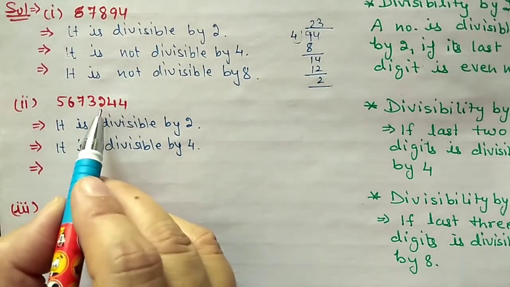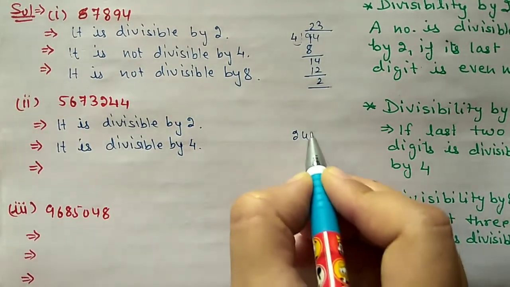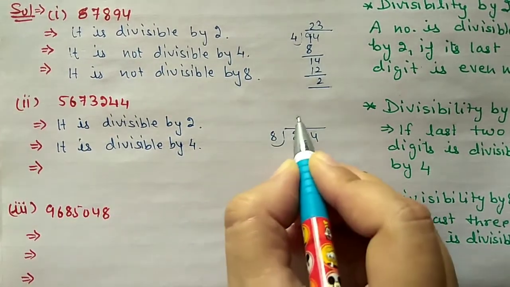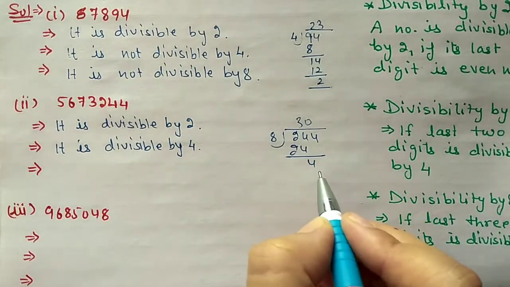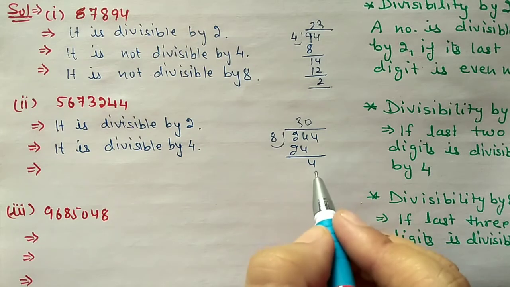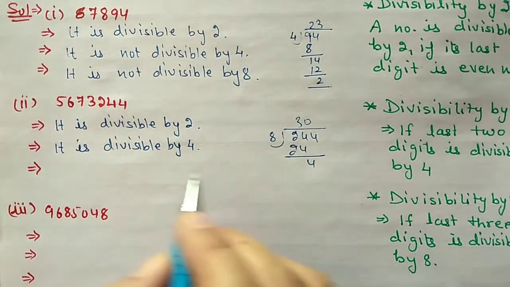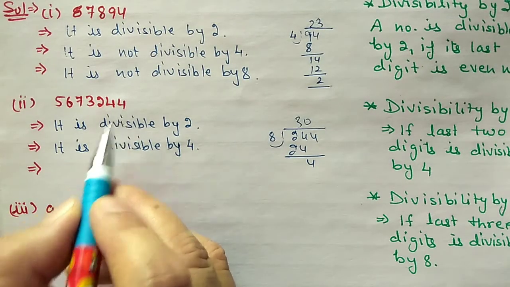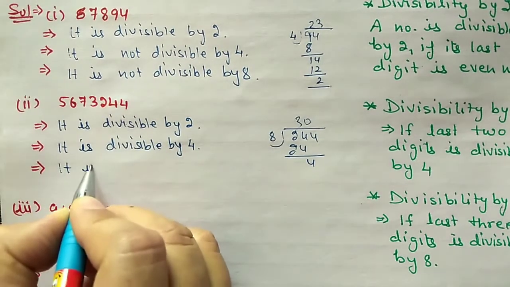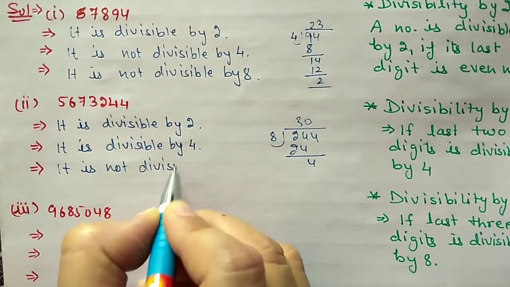Now we will check the last three digits, 244. If we check 244 with 8, 8 threes are 24 and then 4 is there, we put 0 and the remainder we are getting is 4. So this number is not completely divisible by 8, some remainder we are getting. Therefore this total number also will not be divisible by 8.